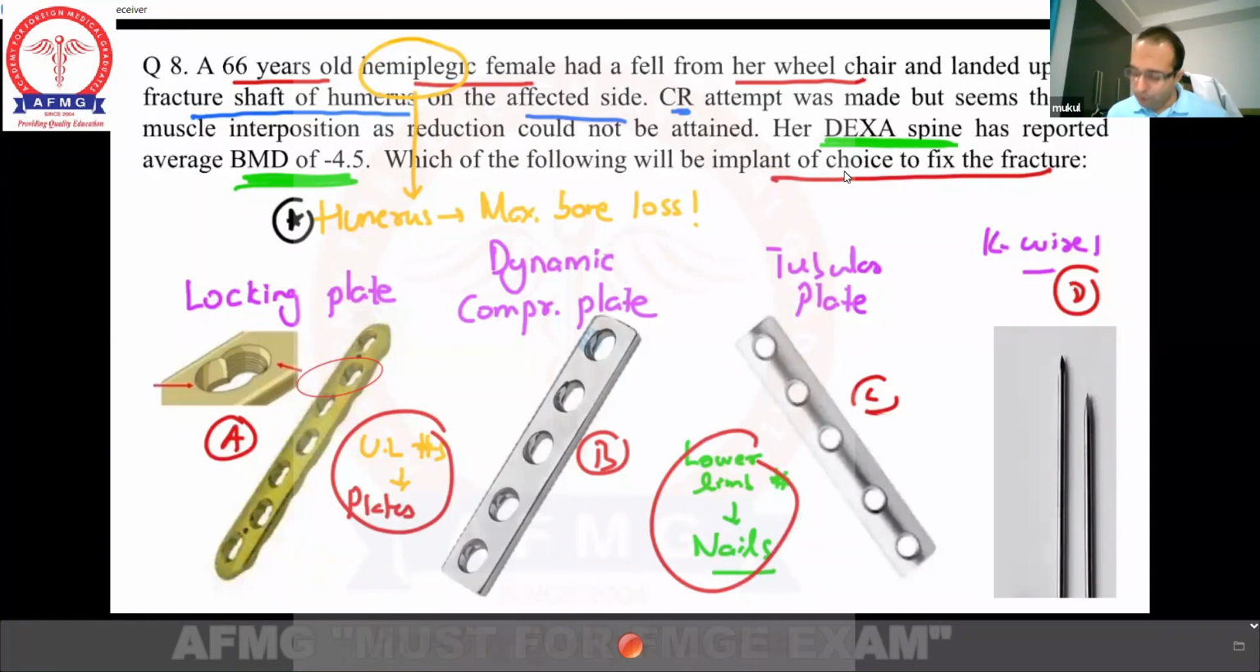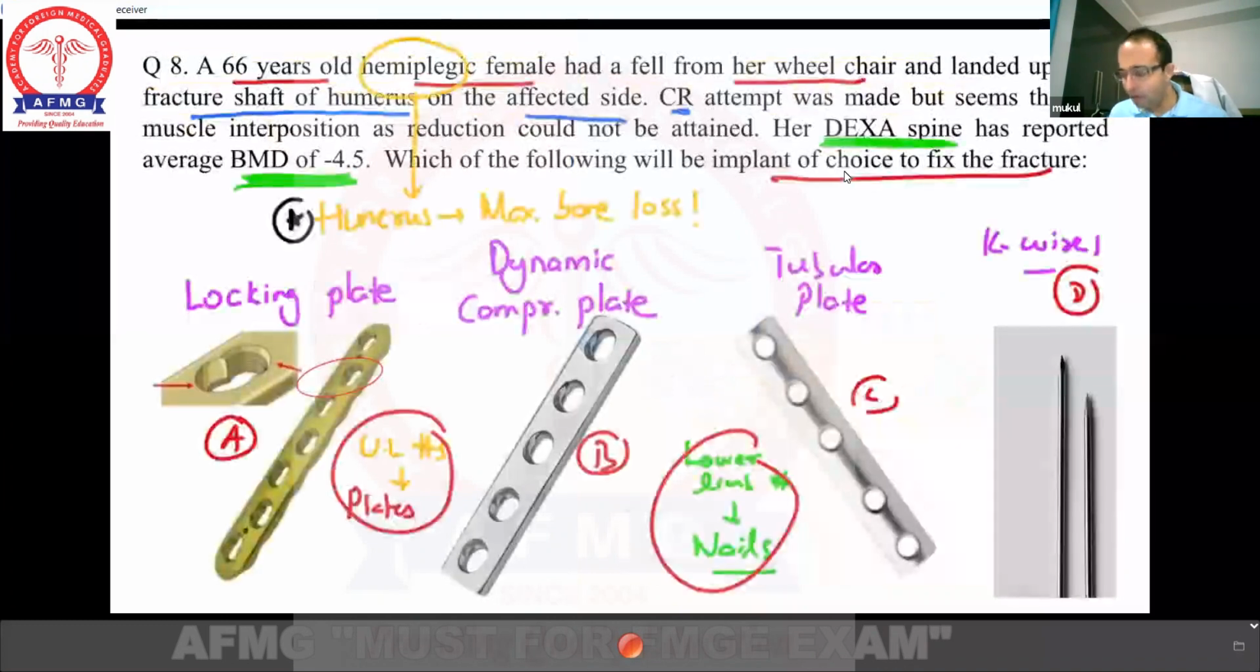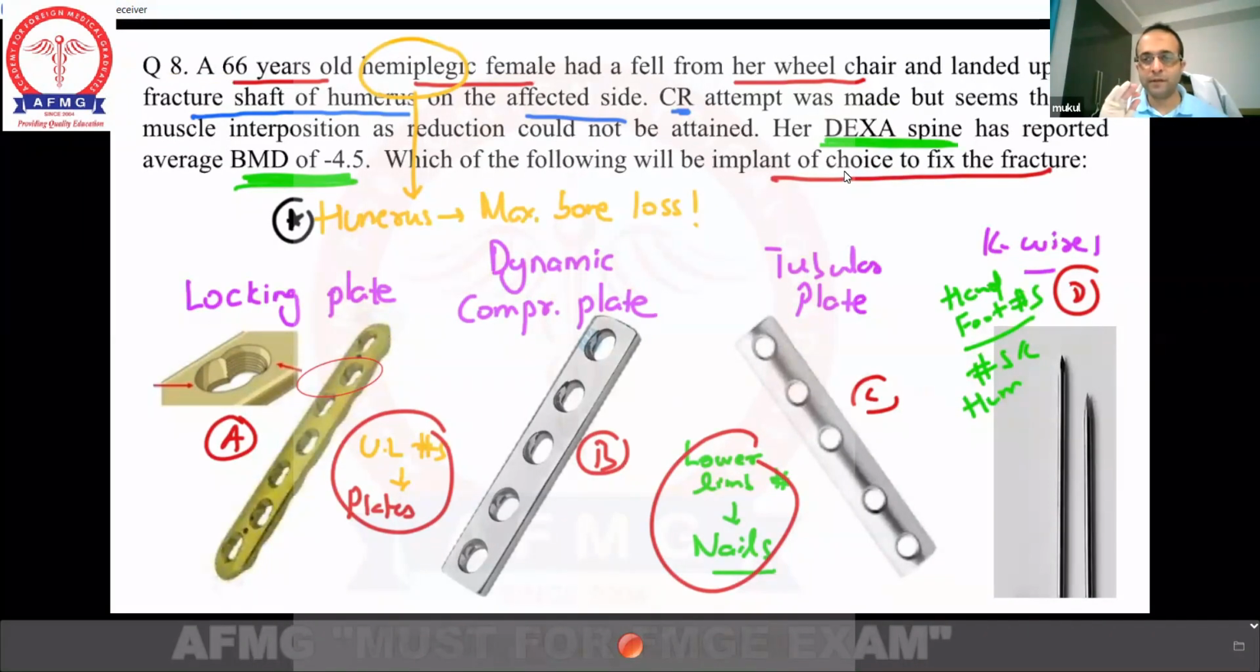Okay. Now, what plate will you choose for osteoporotic fractures? Let me tell you: locking, compression, tubular, and K-wire. So first, no K-wire, because upper limb fracture has to be fixed with a plate. K-wire is for small bone fractures, hand, foot, and also in fracture supracondylar humerus. So that is the indication for use of K-wires. Tubular plates are almost out, not used. In use are locking plates and compression plates.